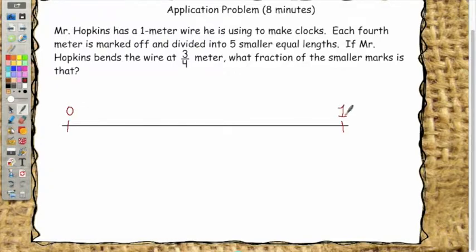Okay, now this says 4 is the denominator. So you put 3 lines. 3 lines. I need 4 equal parts, okay? And then I think, why don't we go ahead and label our fractions?